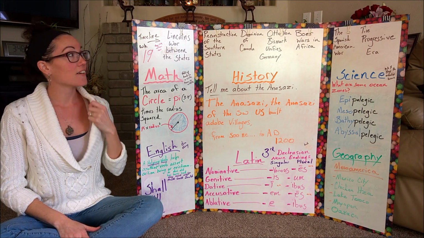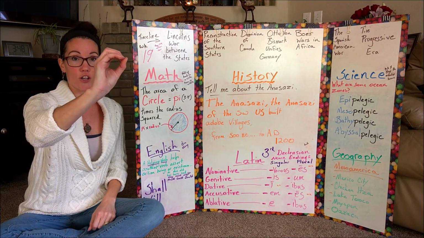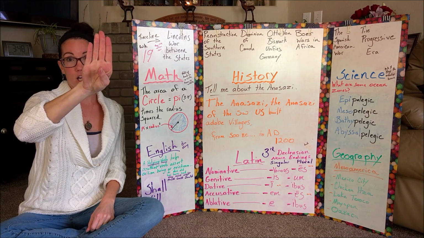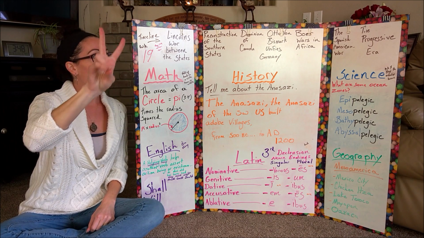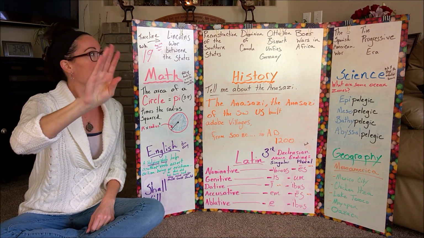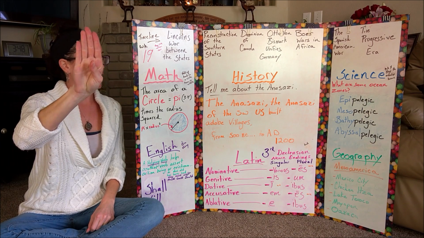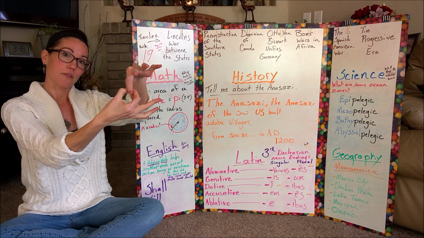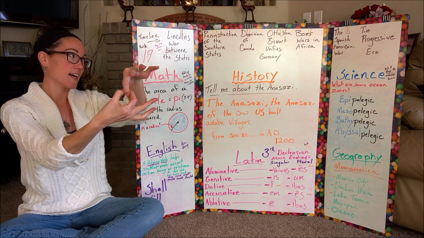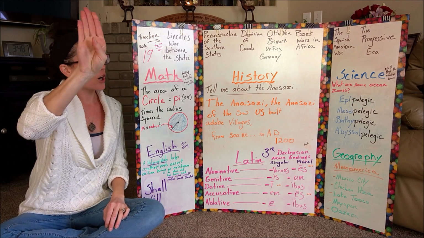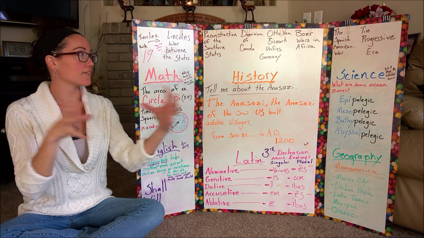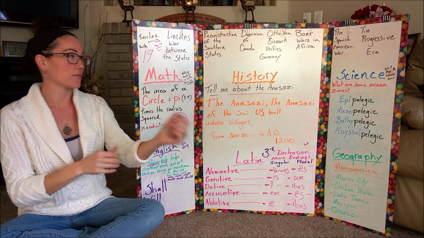So Dominion of Canada, Otto von Bismarck. So we're just going to do an OVB. Otto von Bismarck unifies Germany. And then we're going to do the unifies sign with our fingers. Boer, ASL B, Boer wars in Africa. Then just do the sign for war.